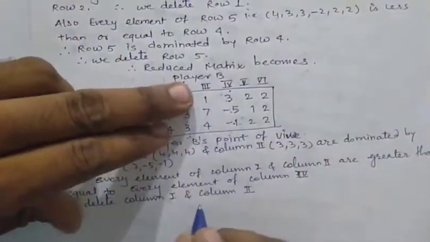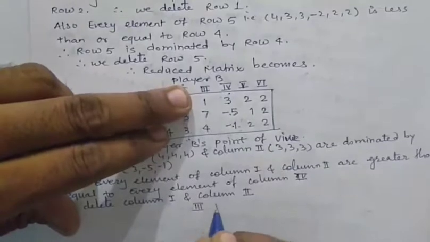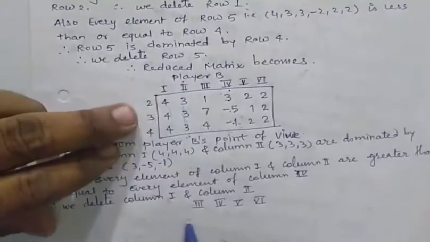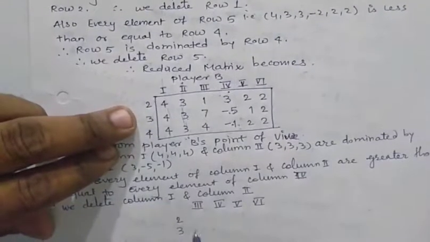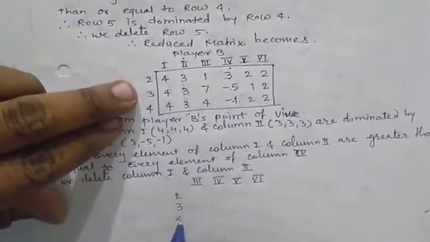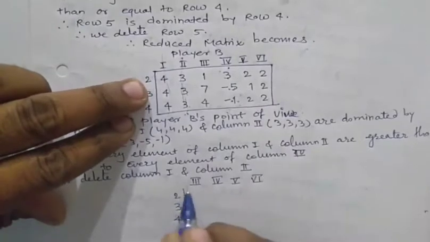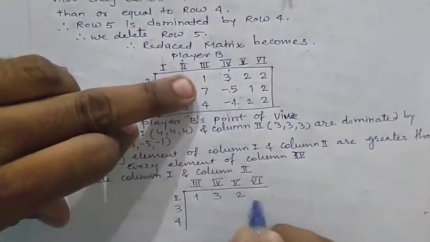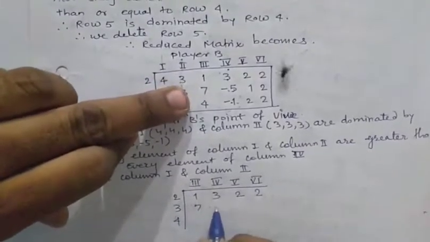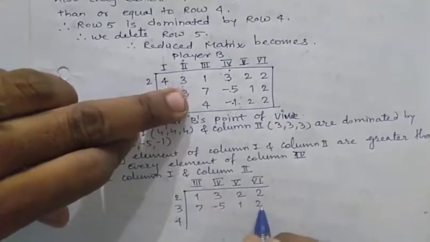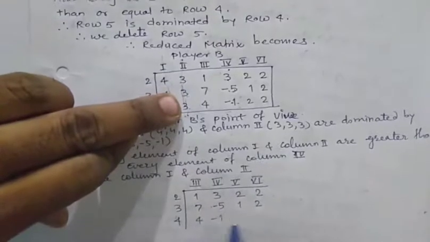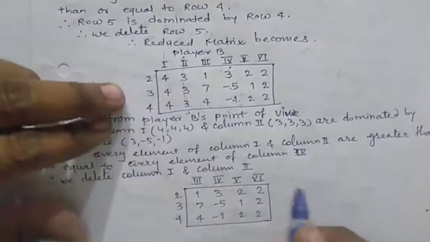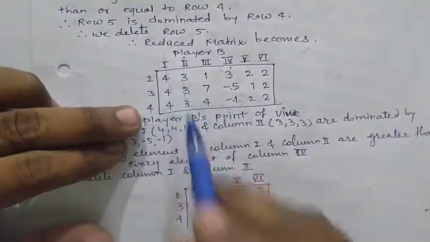Therefore the reduced payoff matrix becomes, so here the first and second columns are deleted, so we get 3 4 5 6, and here 2 3, and here last 4. So we get the entries: 1 3 2 2, 7 minus 5 1 2, 4 minus 1 2 and 2, right? Therefore here we have deleted column 1 and column 2.